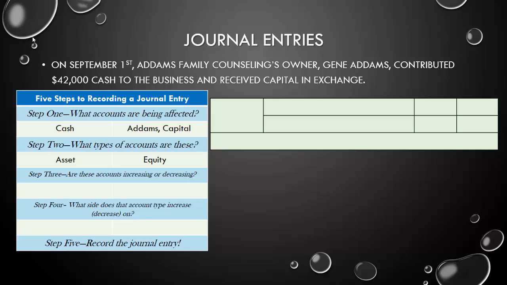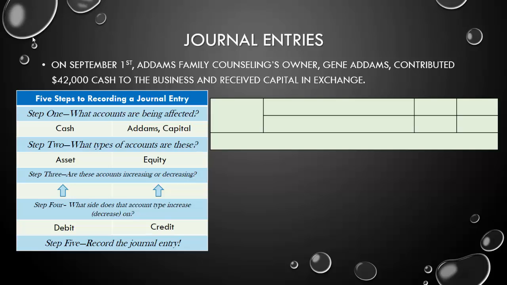Are they increasing or decreasing? Well, cash is coming into the business, so the amount of cash the company has is going up. Mr. Adams is increasing his capital because he is putting more value into the business, so that also has to go up. And what side do these increase on? Well, cash is an asset and it's going up, and assets always go up with a debit. Adams capital is an equity account going up. Equity accounts always go up with a credit.